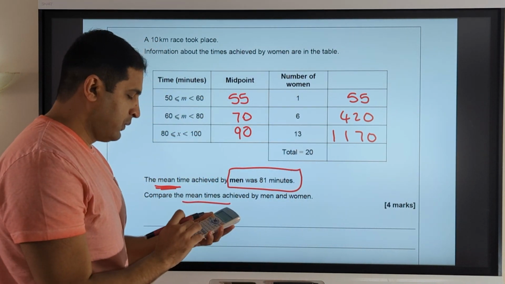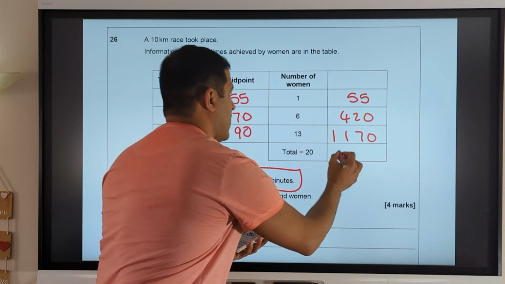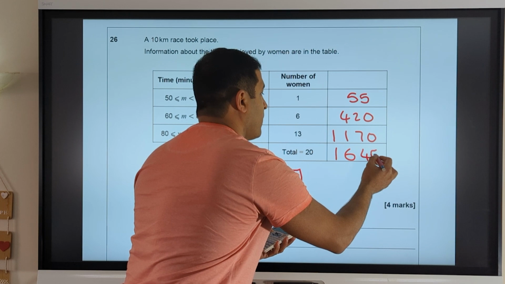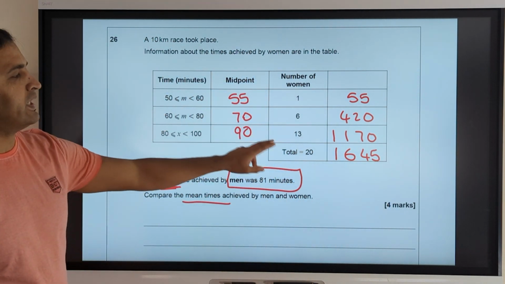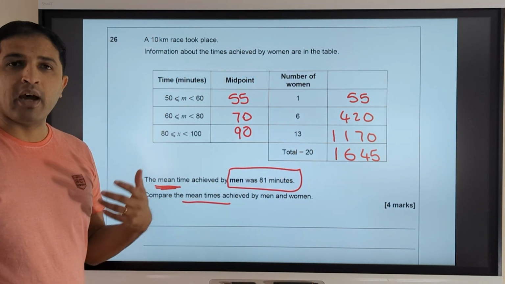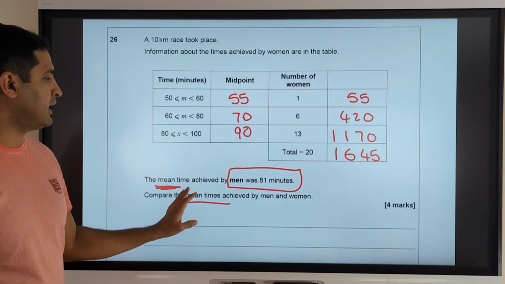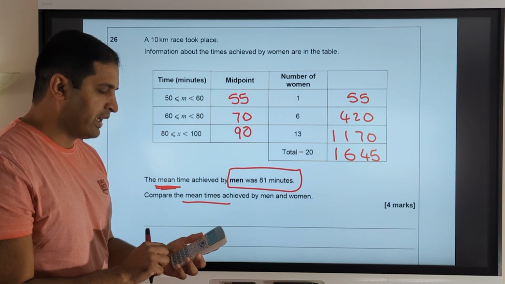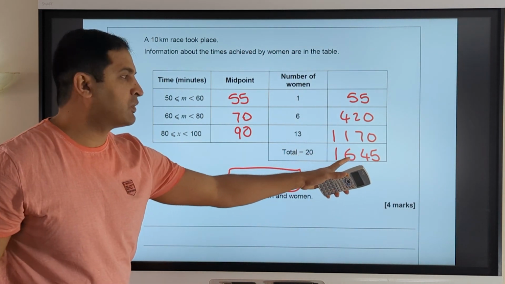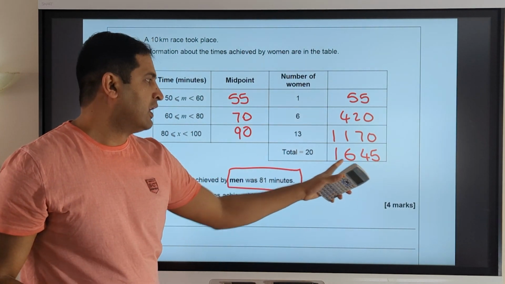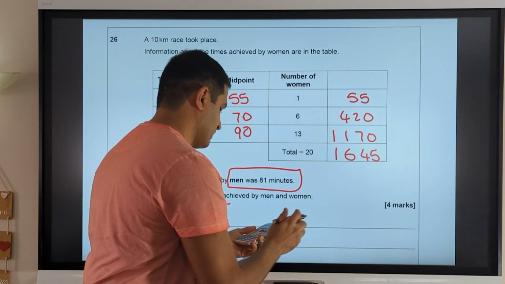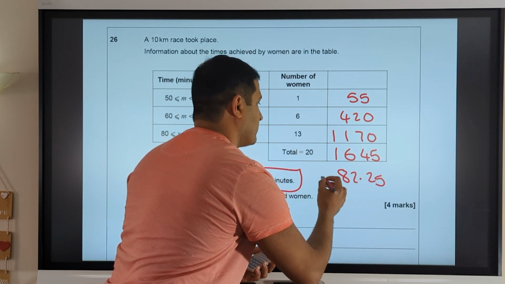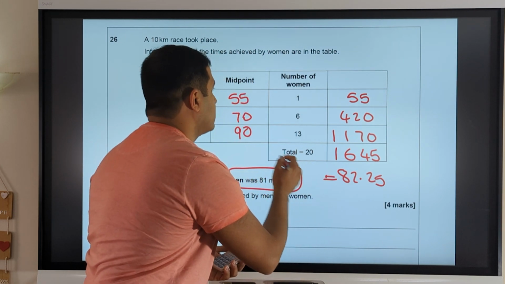So overall, these 20 women took roughly 1,645 minutes to complete the race. If you want to work out the estimated mean, you do 1,645 divided by 20, because there are 20 women's times added together, divided by the total number. That gives you 82.25. That is the mean of the women.